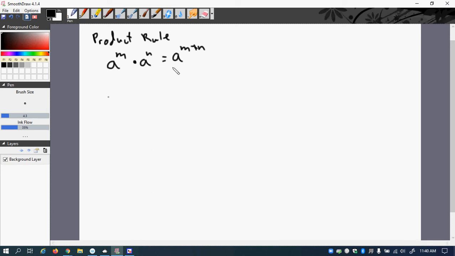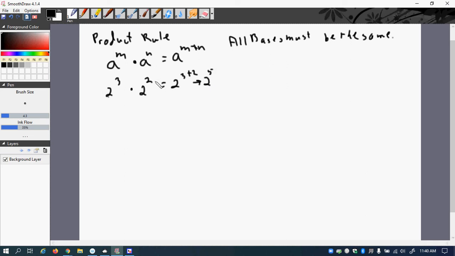And so this only works if all the bases are the same. So for all these rules that I'm talking about, all bases must be the same. Okay, so if we take a look at an example, let's say we have 2 to the third multiplied by 2 to the second. Well, that would be 2 to the third plus second, which gives us a result of 2 to the fifth. And why is that the case?